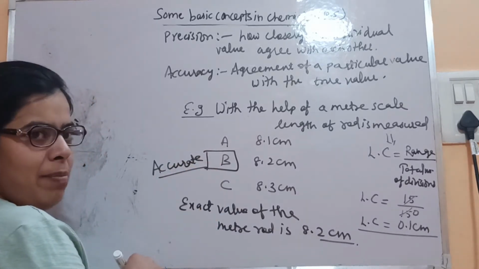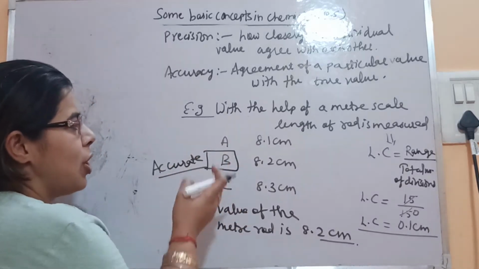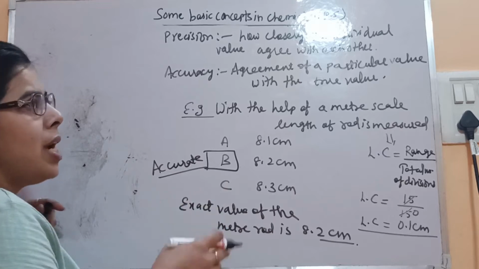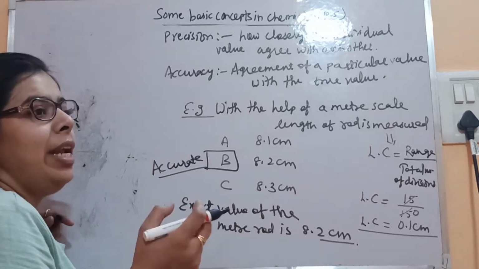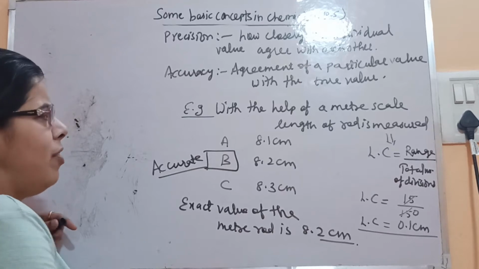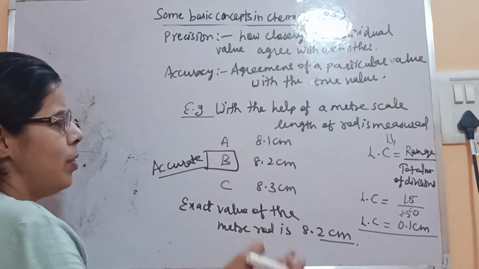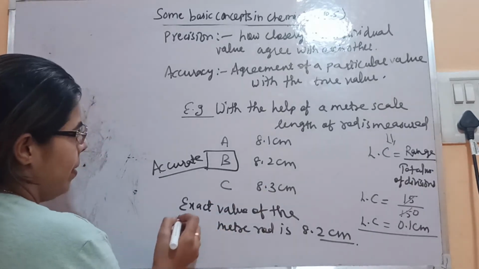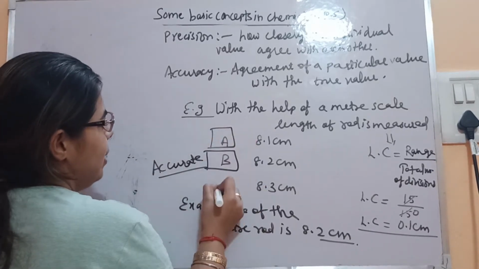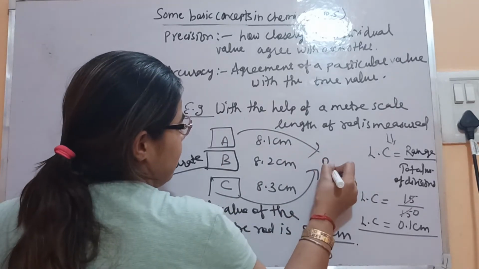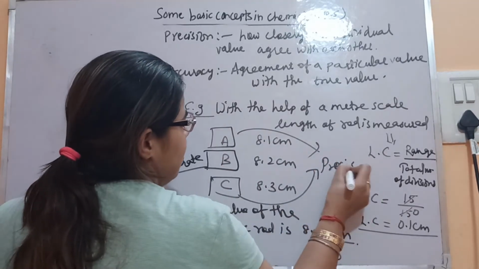Can we say that A and C are precise because they are very much closer to the exact value? So their values are in agreement with each other. It's not like 8.5 is there or 8.8. That would be the wrong one. But their values are in agreement. If he has reported 8.1, he has reported 8.3, so it means it's fine. So you can say that B is accurate, but A and C, they are precise. So this is the meaning.